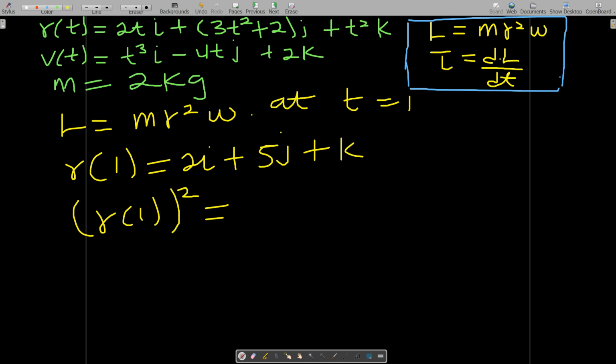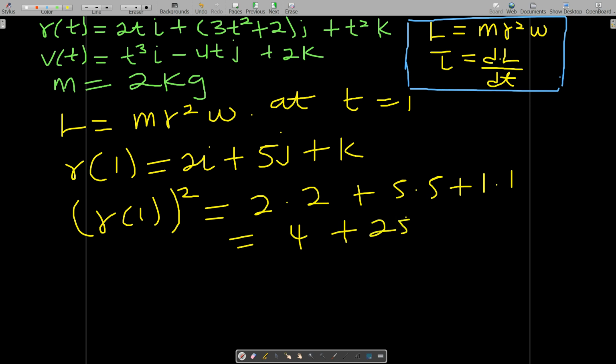It means r dot r, so the dot product of two vectors, so 2 times 2 plus 5 times 5 plus 1 times 1, and this will give me 4 plus 25, okay, plus 1. I hope it is correct. Now this will give me 30.